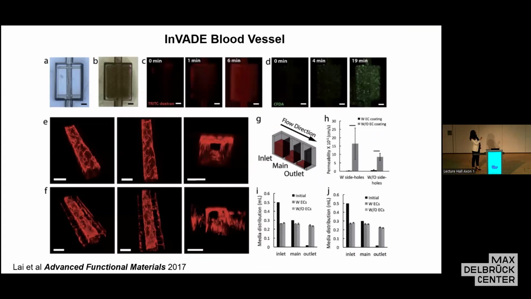And this concept of pressure-driven flow is basically just gravity-driven flow, where you have more media in the inlet compared to the outlet, and the flow just goes in that direction. Because I have microholes, as you can see in this graph, endothelial cells are really controlling permeability of this structure. And without microholes, the permeability is actually quite low.